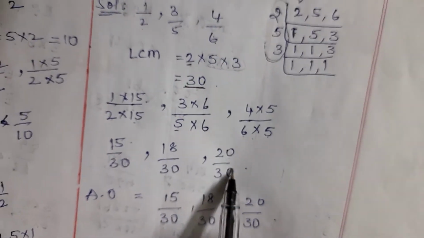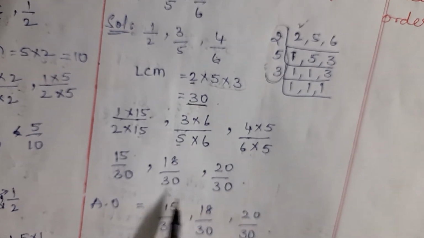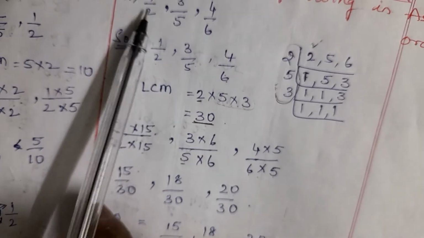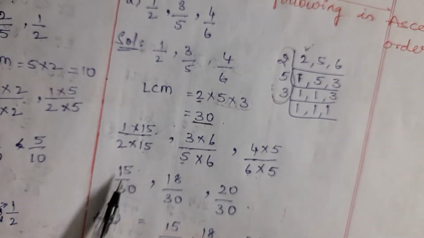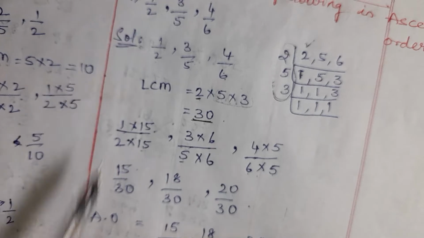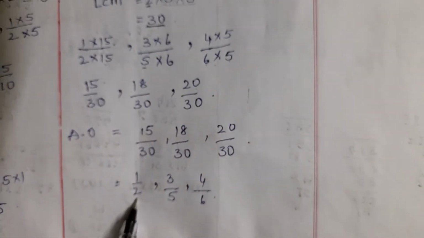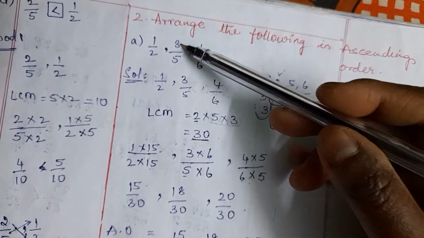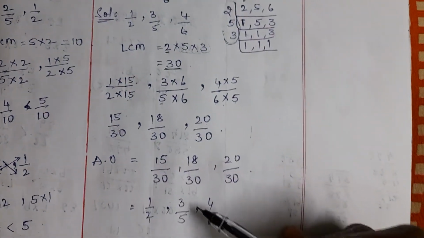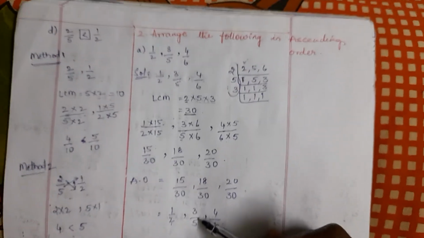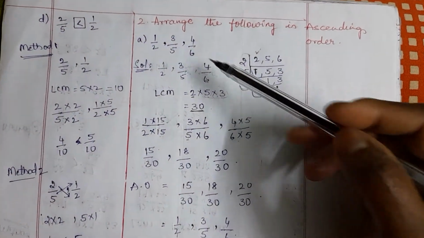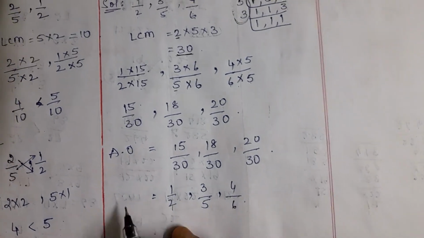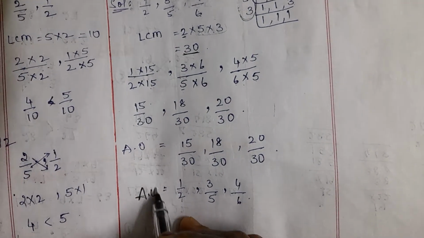So in that order we will write, but these are not the original numbers which we got in the question. So first number is smaller, so 1 by 2 is the first one. Next one is 18 by 30, which is nothing but 3 by 5, the second number. Next one is 4 by 6. So this is the final ascending order.